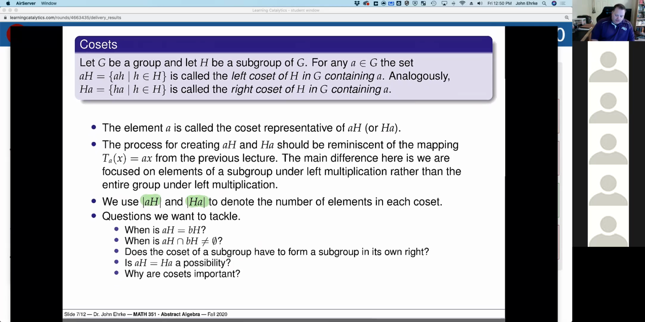Some of the questions that we want to tackle: is it possible to have two cosets that are equal even though their representatives are different? The answer is definitely yes, and we're going to show that that occurs. When do cosets not overlap? This says that there's no element of AH that belongs to BH. When are they mutually distinct or disjoint? We'll talk about conditions for that. We're also going to talk about whether a coset of a subgroup has to be a subgroup itself.